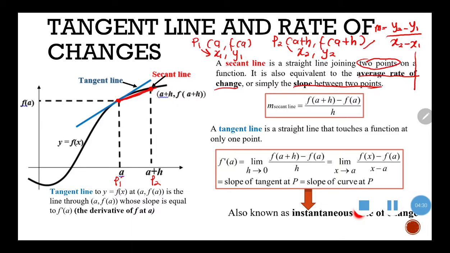Okay, this can also be written as f(a plus h) minus f(a), that is y2 minus y1, over a plus h, which is x2, minus, what is x1? A. So now you know where this h here came from. Okay, class?